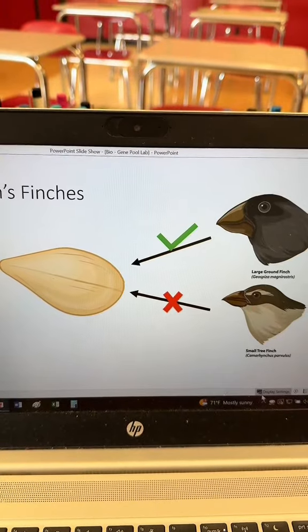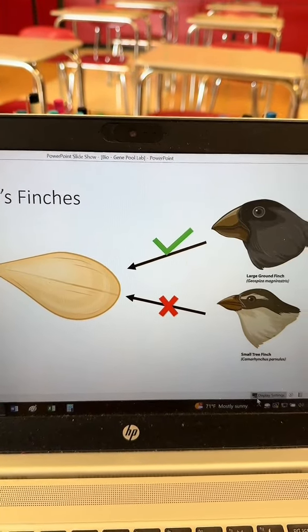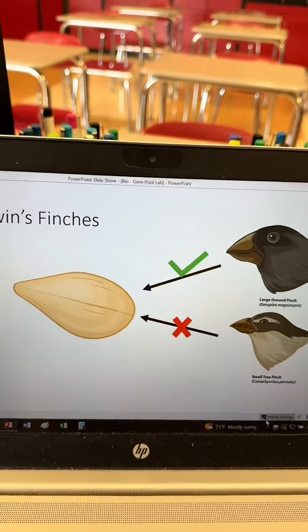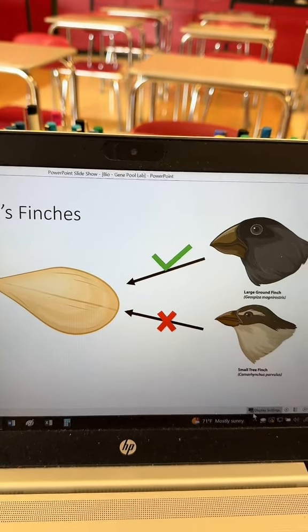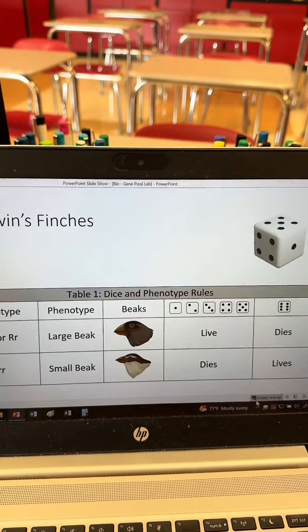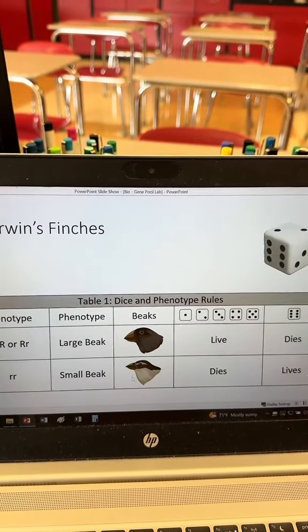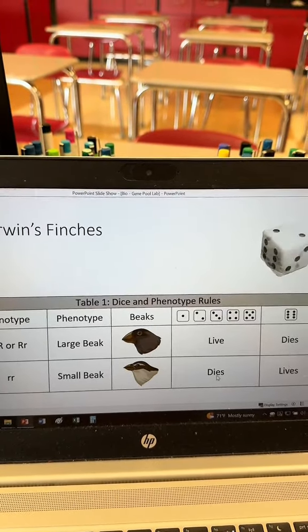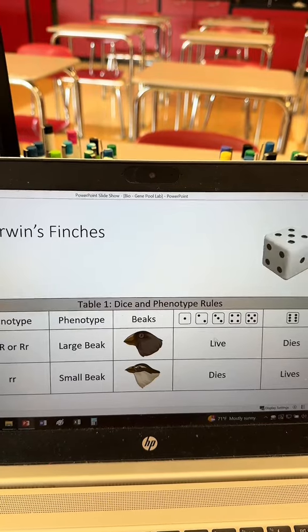In the simulation, the dominant allele or the large beaks are going to have a much higher fitness than the smaller allele or the recessive phenotype. To simulate this, they're going to roll a dice every time their population reproduces. If the baby has a small beak, then they're most likely going to die. If the baby has a large beak, they most likely are going to live.